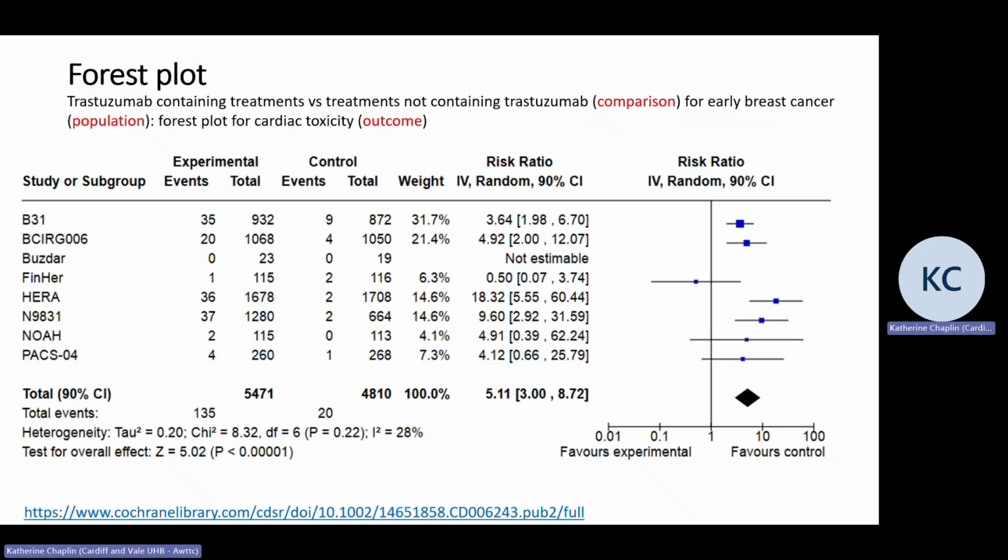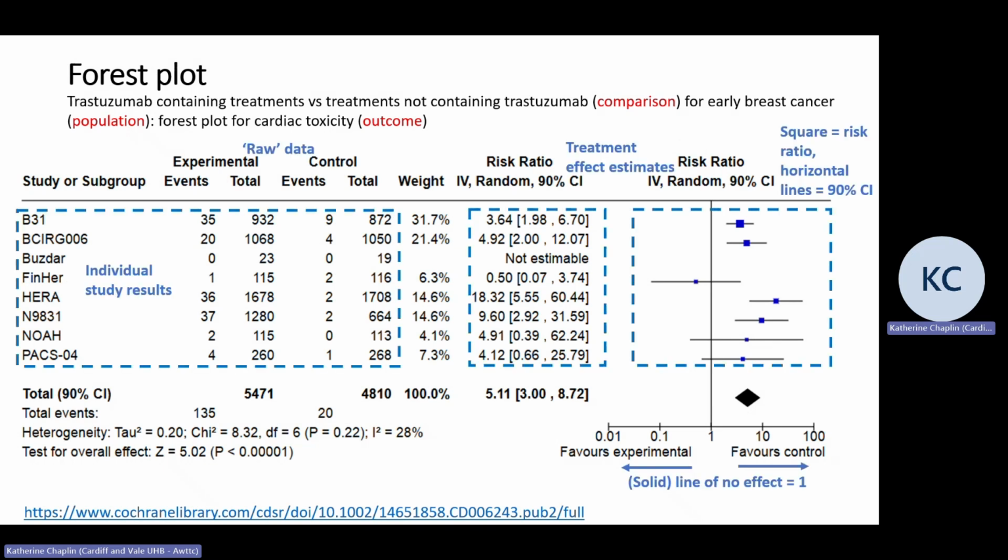This slide shows an example of a forest plot. I'm going to break it down and talk through the key parts. The parts highlighted in blue relate to the individual studies that have been included in the meta-analysis. Each study has a row and includes the raw data, the study estimate, and the confidence intervals. In this example, risk ratios have been used. On the forest plot, the square is the effect estimate and the horizontal line is the confidence interval.